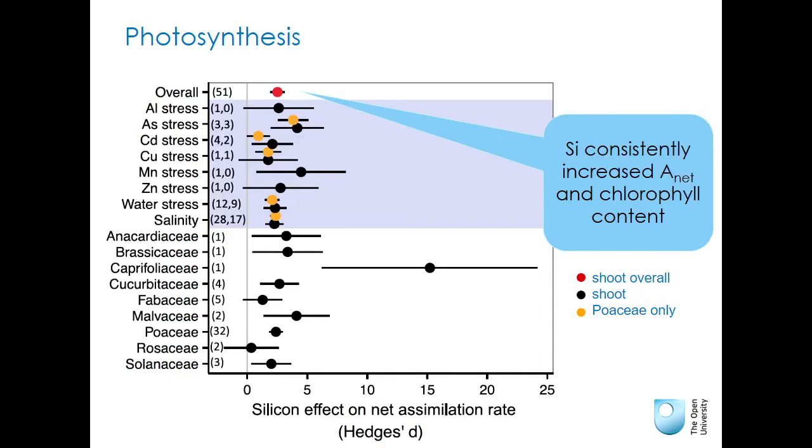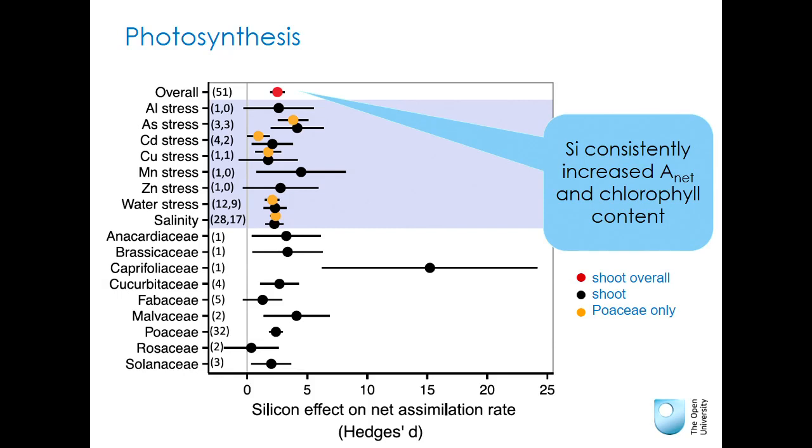So some of this dry weight accumulation can be attributed to an increase in photosynthesis. So for a somewhat smaller sample size, we still saw a significant increase in net photosynthesis in stressed plants once they were provided with silicon. Again, I've divided it into the stress type and the family, and the numbers aren't big enough to disentangle the relationship between family and stress type.